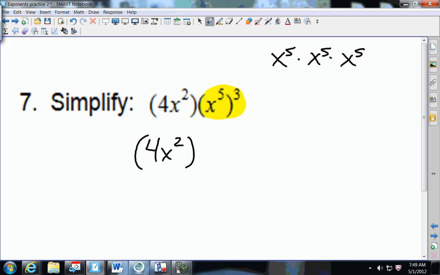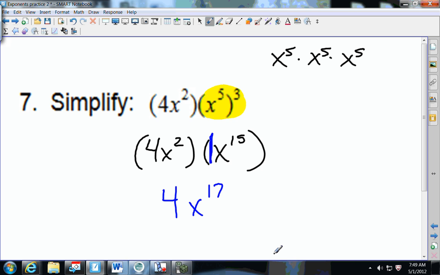Okay? Now, you can write it this way and add the exponents, or just know that a power to a power is multiplying. 5 times 3 is 15. So now I have x to the 15th. Now when you put these together, there is a 1 in front of this. So you have 4 times 1, which is 4. Add the exponents, you should have x to the 17th.